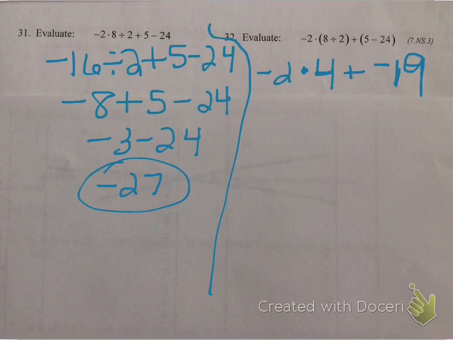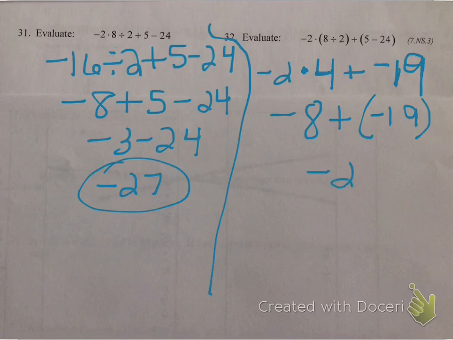I have multiplication and addition. I'm going to do the multiplication first. Negative 8 plus a negative 19. And I have same sign, so I'm going to add, and I get negative 27. Same answer.